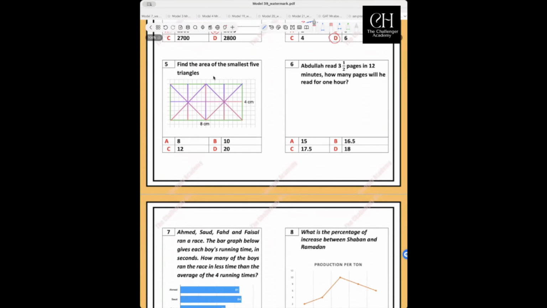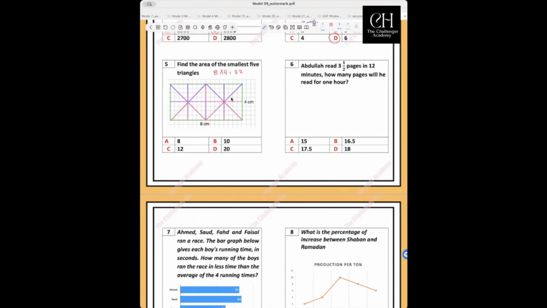Find the area of the smallest 5 triangles. You have a big rectangle with dimensions 8 and 4. You can find the area of all of this rectangle, which is 8 times 4. You know that the area of a rectangle is length times width, so it's 8 times 4, which equals 32. This is the area of all of the rectangle.